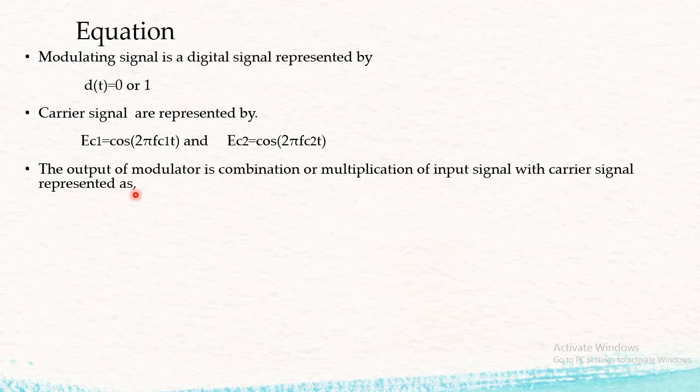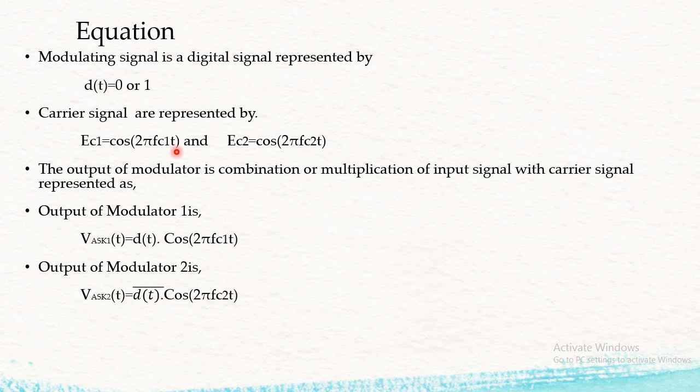Now the output of the modulator is a multiplication of an input signal with the carrier signal. The output of modulator 1 is the input signal d(t) multiplied with the carrier signal cos 2π fc1 t, and that of the second is the same with d(t) bar. That inverter is indicated by the bar. So for the second modulator, the input signal gets inverted and the frequency applied in this case is fc2. We can also say that we have two ASK modulators present in an FSK modulator.